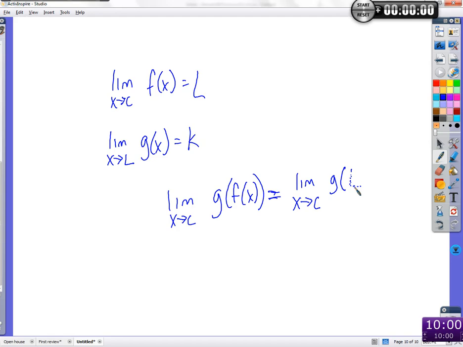Is it approaching the limit? So as x gets closer to c, f of x gets closer to L, right? And as the values that you plug into g get closer and closer to L, you get k. That really becomes the limit as x approaches L of g of x. That goes to k. Makes pretty straightforward sense.